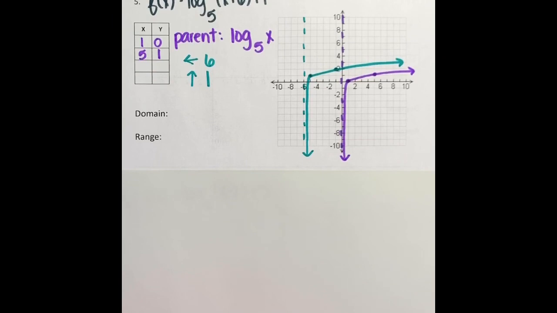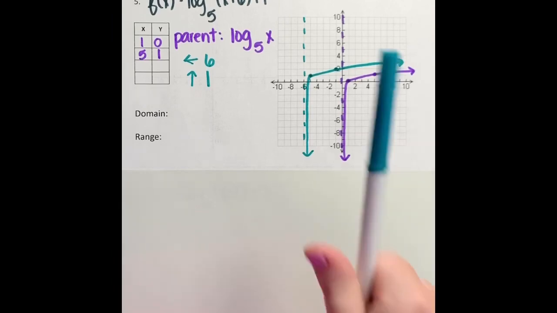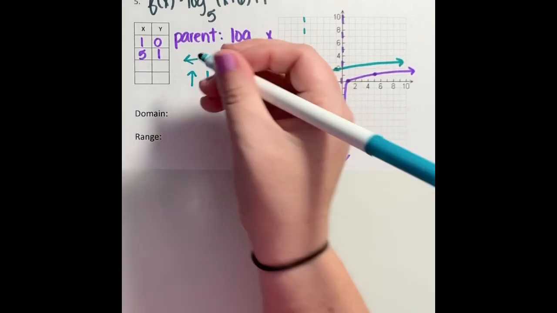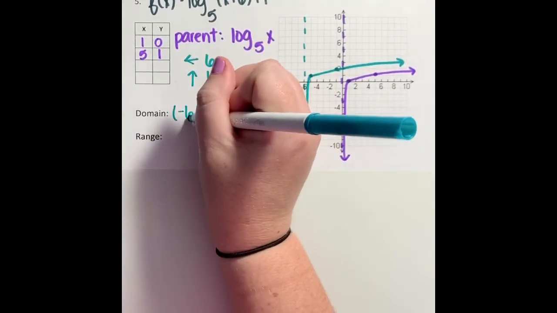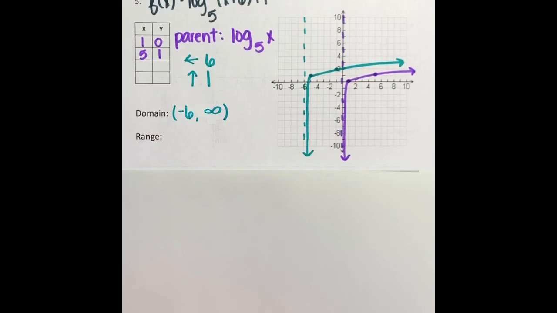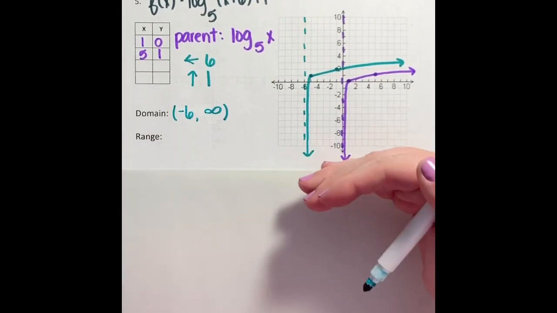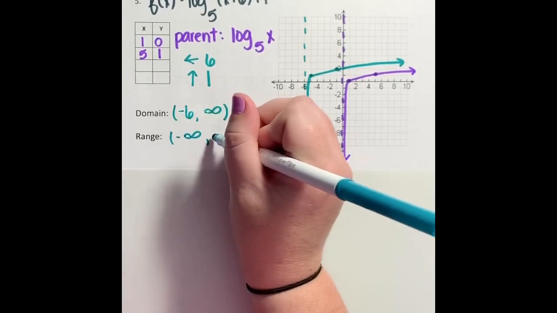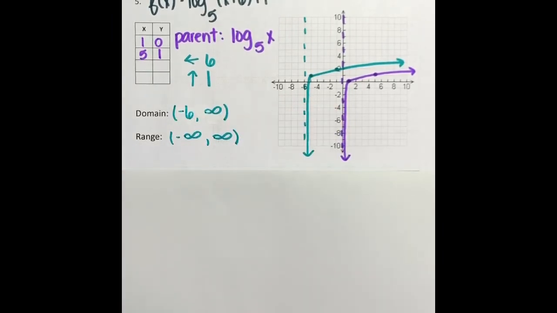Okay, for domain and range, for domain, now we have a restriction. If you're looking at the blue graph, we know that our x's can be any number greater than negative 6. So we're going to write that in interval notation as parentheses negative 6, comma, infinity. And for our range, we know that it will go from negative infinity to positive infinity. That is graphing a log function.